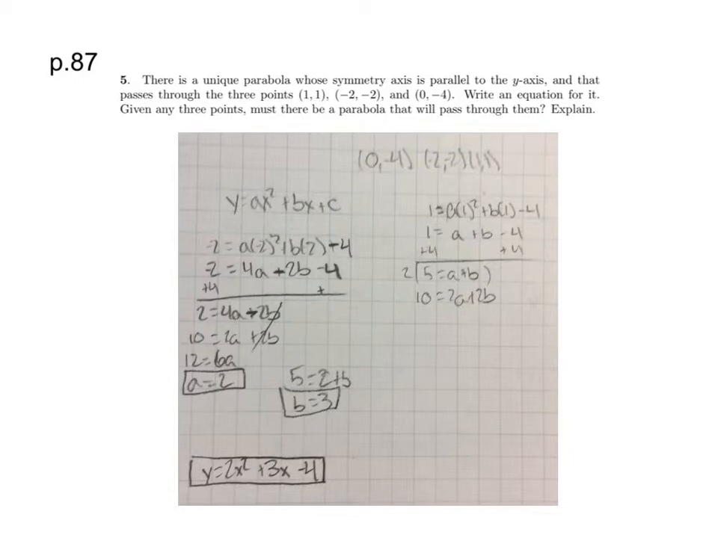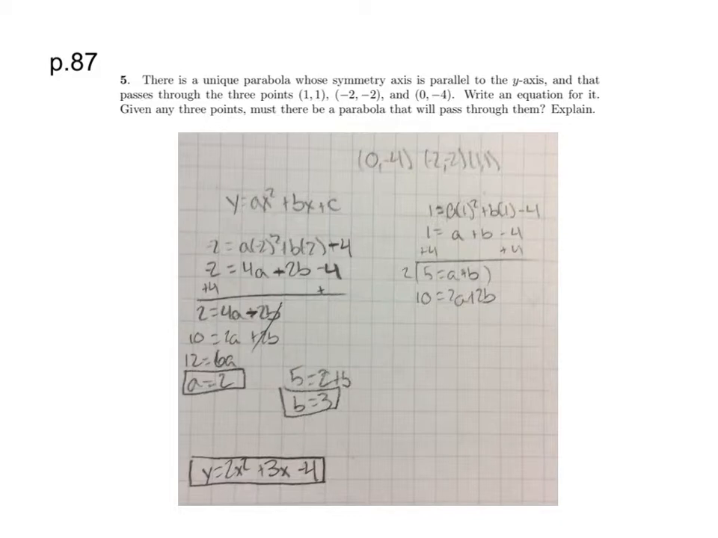Is there a unique parabola whose symmetric axis is parallel to the y-axis and passes through 3 points, (1, 1), (negative 2, negative 2), and (0, negative 4)? Write an equation for it. Given that any 3 points must be a parabola that will pass through them.